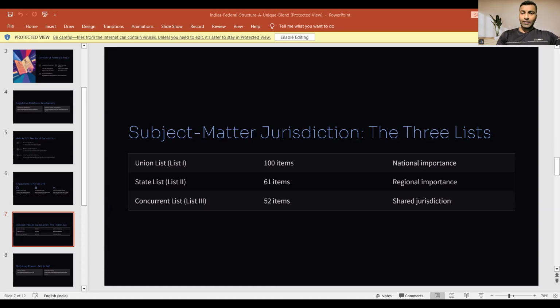The Union List contains 100 items of national importance like defense, atomic energy, etc. And here only Parliament can legislate on these items. Clear? So Union List, only Parliament can legislate.